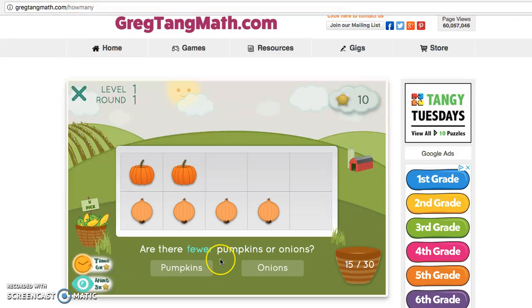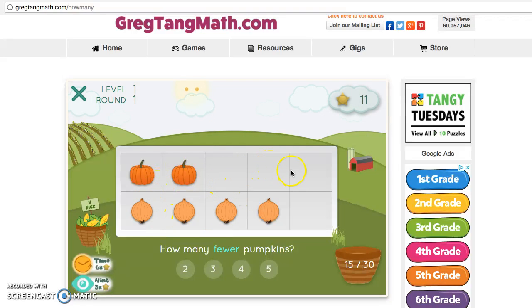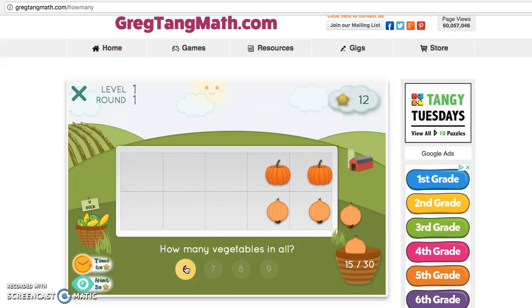The next one, are there fewer pumpkins or onions? We can see there are fewer pumpkins. And every time you get to a point where you are getting so many correct, this is going to give you more stars. So if you need more time or a hint, it can give you those options to use if necessary. How many fewer pumpkins? There are 2 fewer pumpkins. How many vegetables in all? We can see that there are 6.